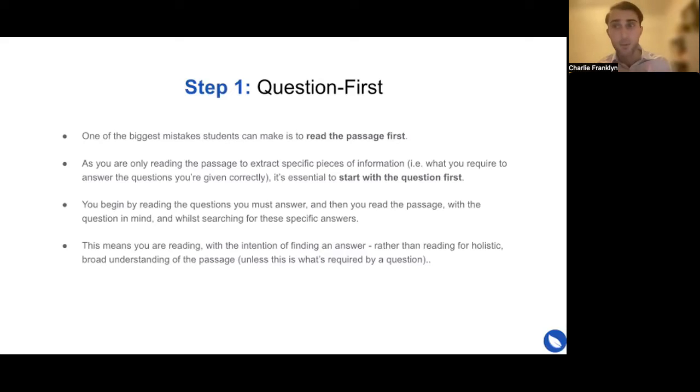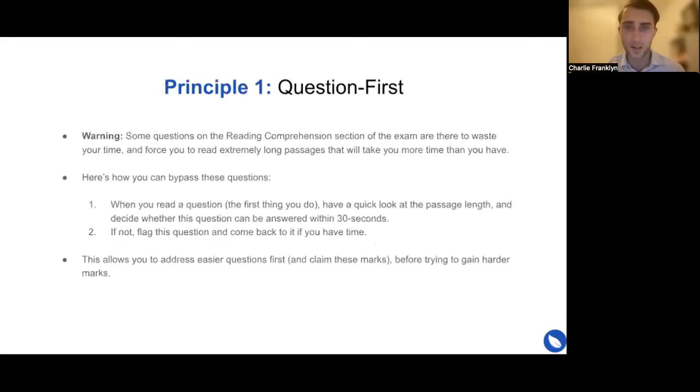If, for example, it asks for the conclusion of the passage, don't read the whole passage, go to the end. If it asks for the introduction, go to the introduction. If it's asking for an advantage of this specific thing, then it's probably going to be somewhere in the middle. We don't want to bother reading the whole passage if we don't have to, and we always want to read the question first. This is also built into another warning, which is some questions on the reading section of the exam really are there to waste your time. Like I remember in my year in particular, I think there was one passage which was 2 pages long.